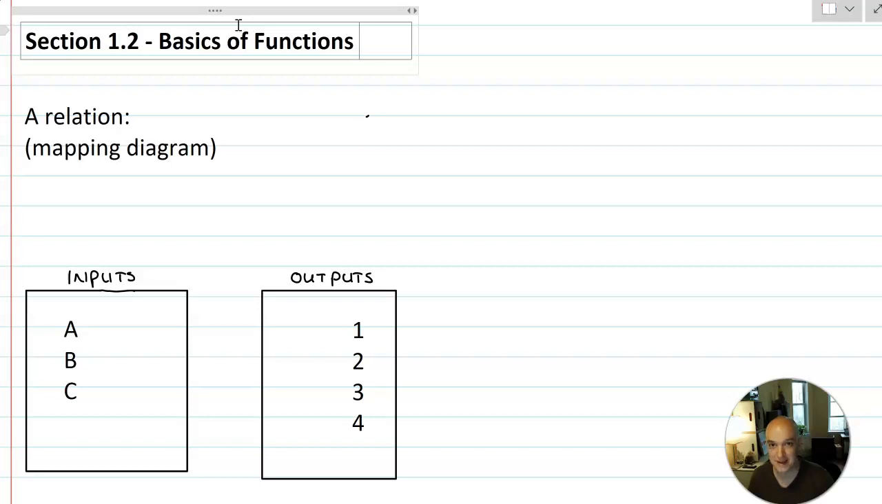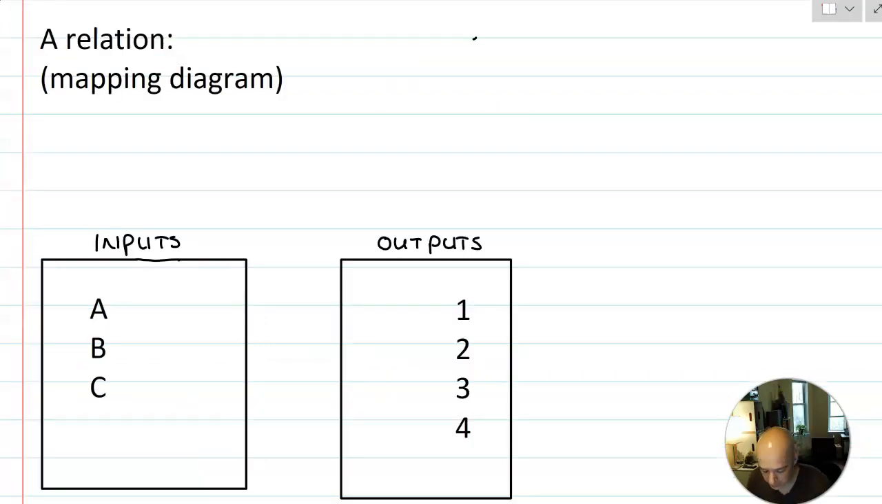Today we're going to take a look at section 1.2, which is all about the basics of functions and function notation. Before we talk about functions, we're going to talk about relations. A relation is a correspondence between two sets.